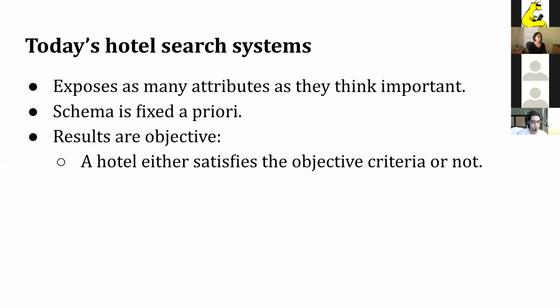So, but what you take away from not just booking.com, all the travel portals you see out there, right, is that they expose as many attributes as they think are important, right? The schema or the attributes they can think of is fixed a priori. Sometimes they may vary location to location, but these are all a fixed set of attributes that they think about ahead of time to present to you. And the results they give you are also very objective, right? A result that is returned either satisfies your criteria or it doesn't satisfy your criteria.